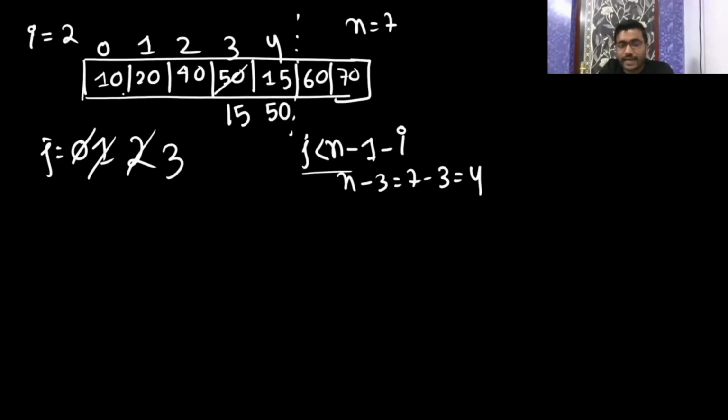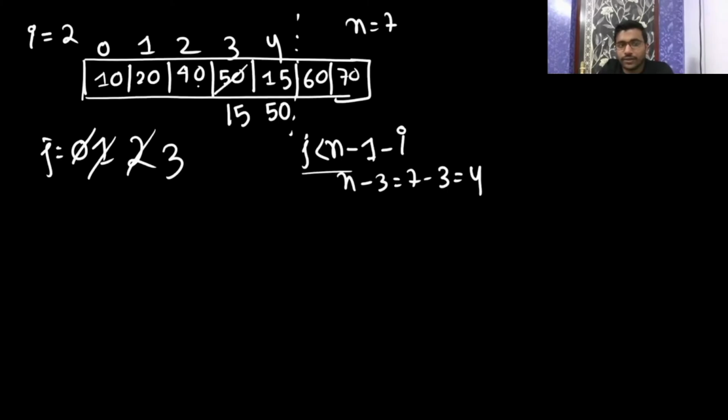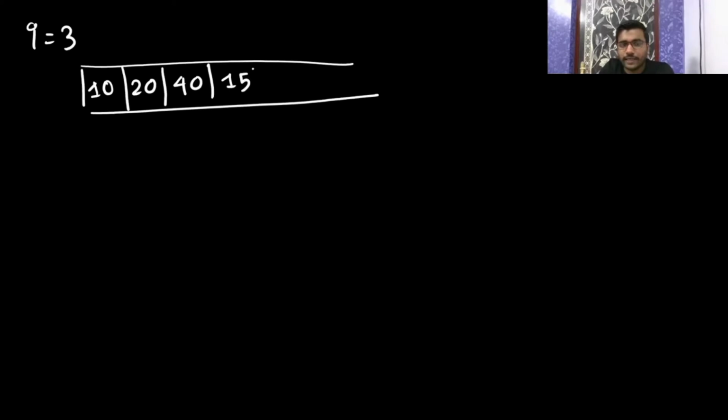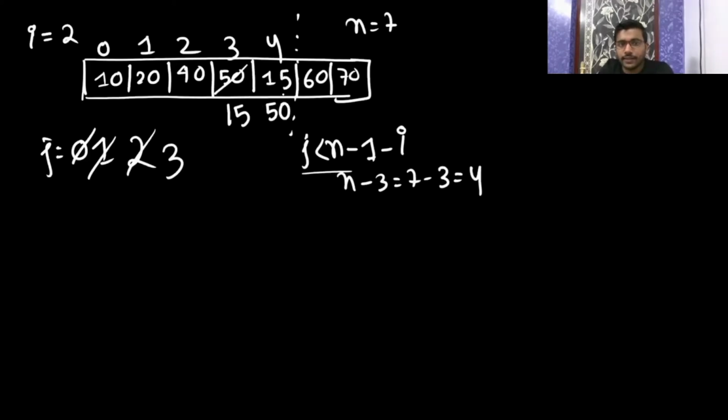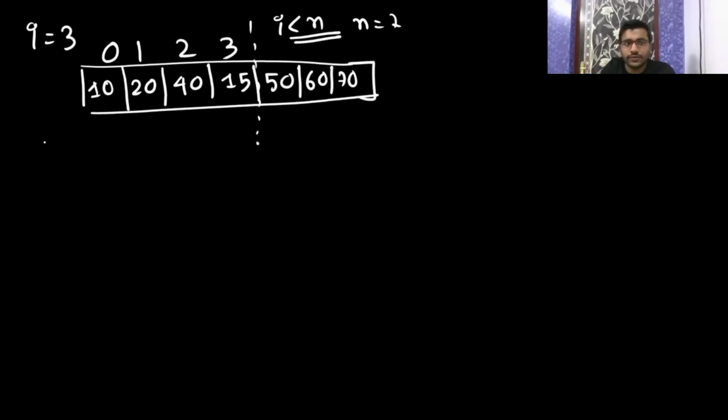Now I will increment i to 3. So the array will look like 10, 20, 40, then 15, then 50, then 60, then 70. Till this you got. Similarly, i is smaller than n? Yes, it is smaller than n. n is your 7. Now 0, 1, 2, 3. So j is your 0.